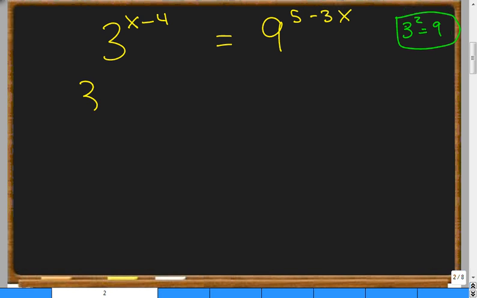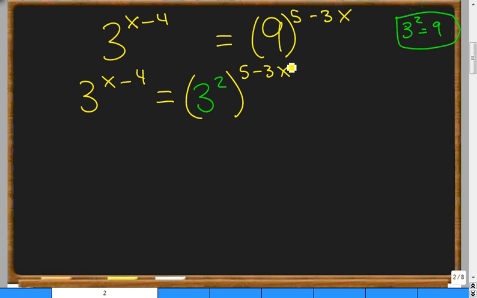So we got 3 to the x minus 4. That equals, well, 9 is the same thing as 3 squared, and we're taking the 9 to the 5 minus 3x power. Well, it may look complicated, but when we raise an exponent to another exponent, all we do is multiply those two things. And remember, you're multiplying by the whole 5 minus 3x. That's an entire exponent. So this is going to be 3 to the x minus 4 equals 3 to the 2 times 5 minus 3x.